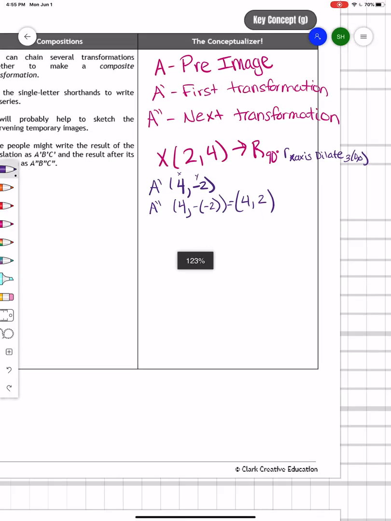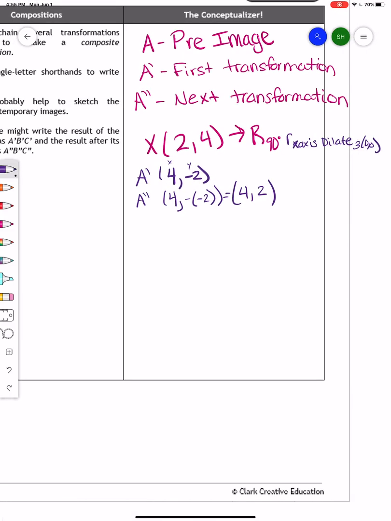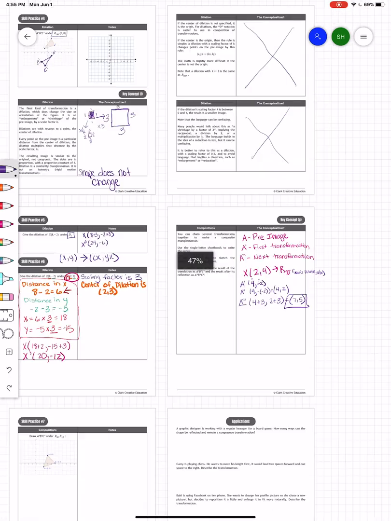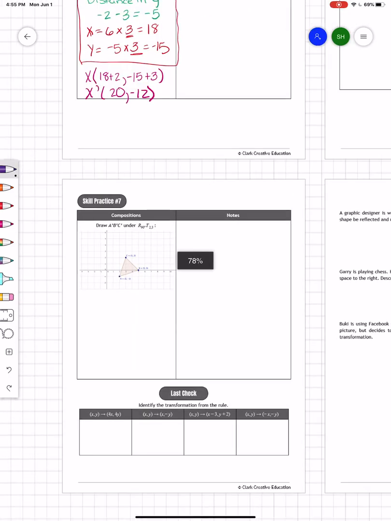So now my final is to dilate 3 over the origin, right? So since I'm not adding or subtracting any point, I can just multiply by 3. So my A triple prime would be 12, negative 6. This would be my final point, and this would be my final prime. So it would be A to the 3rd prime, or triple prime, okay? So just a few more steps.